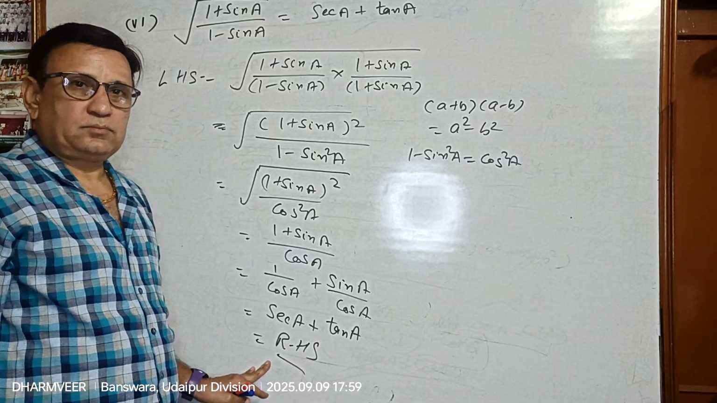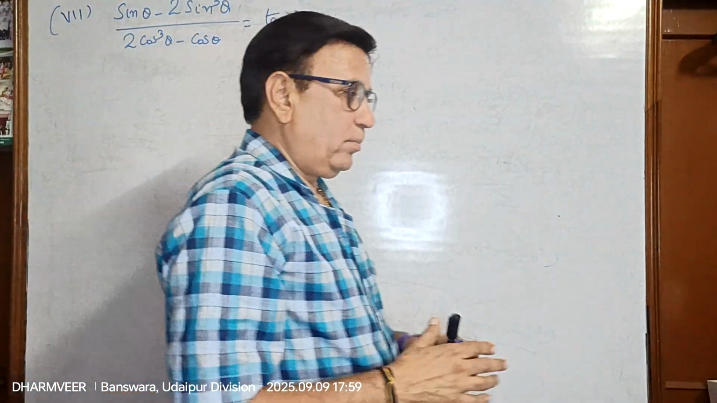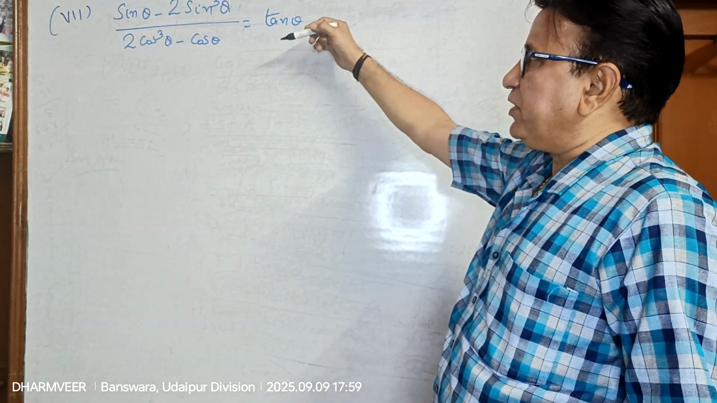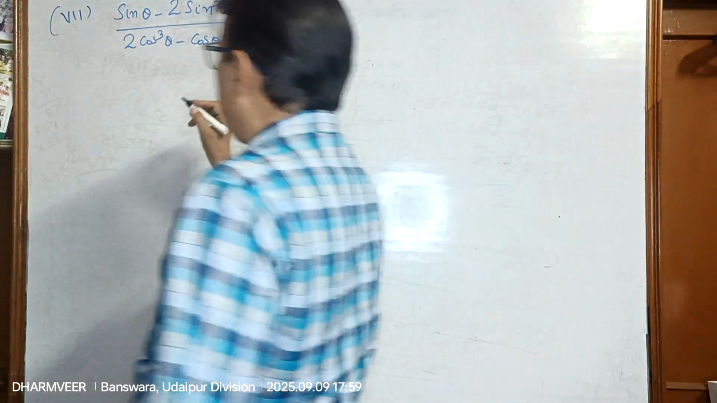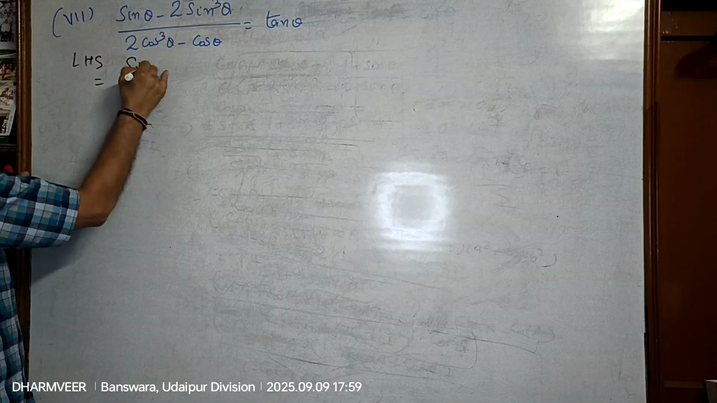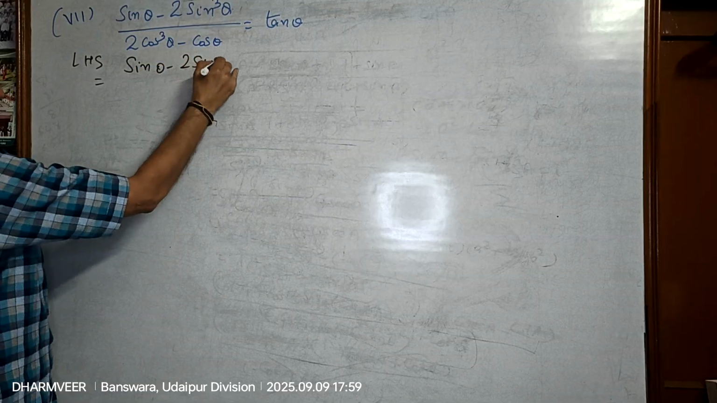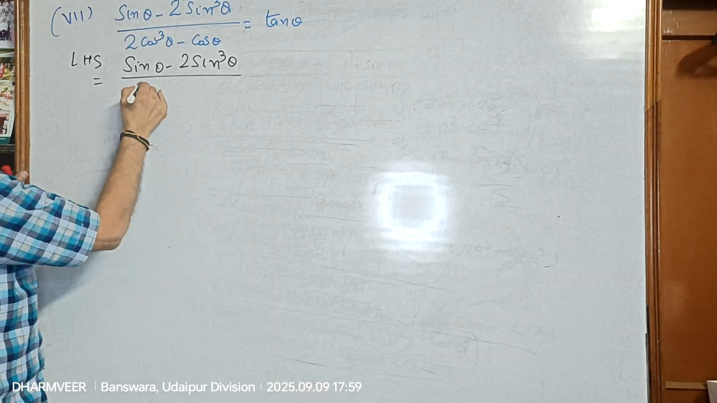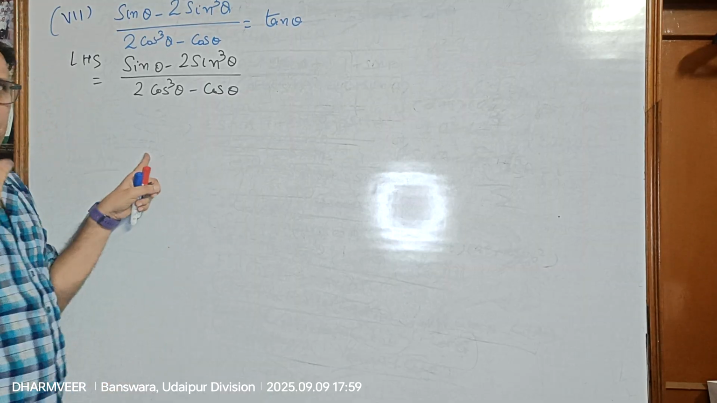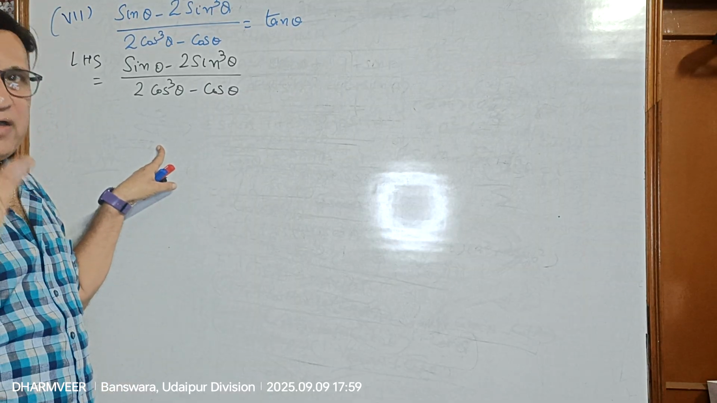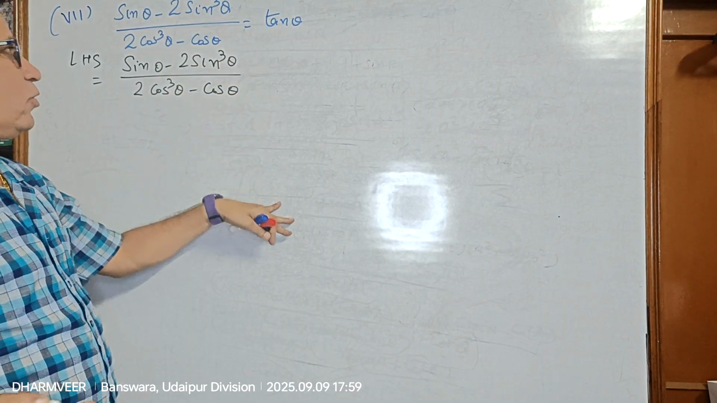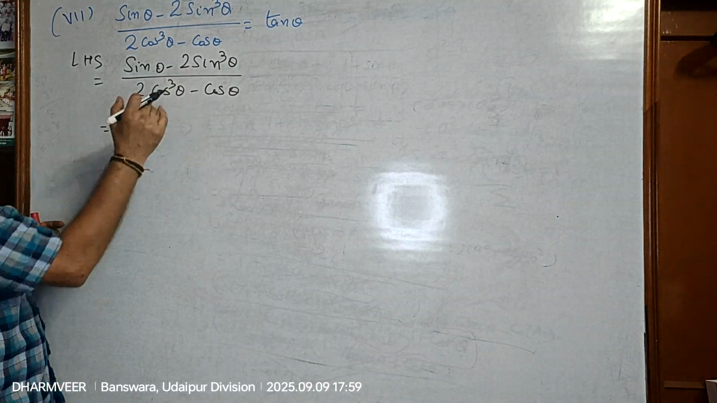Hence proved. Our next question is (sin theta minus 2 sin cube theta) upon (2 cos cube theta minus cos theta) equal to what? Tan theta. Clear? So once again, write the LHS: sin theta minus 2 sin cube theta upon 2 cos cube theta minus cos theta. Right? Pause the video and do the practice. Write the same question in your notebook and try it with me, so you feel it is easier.